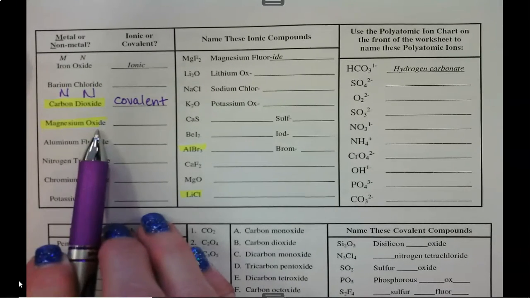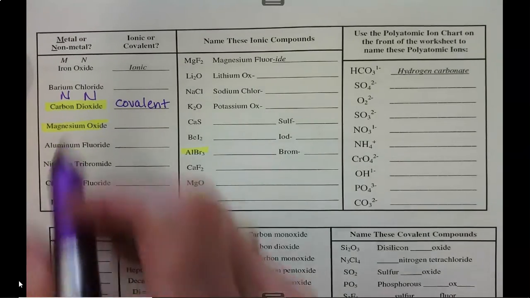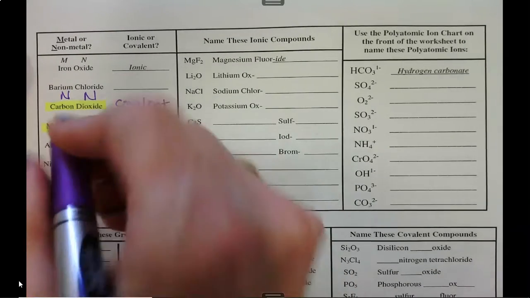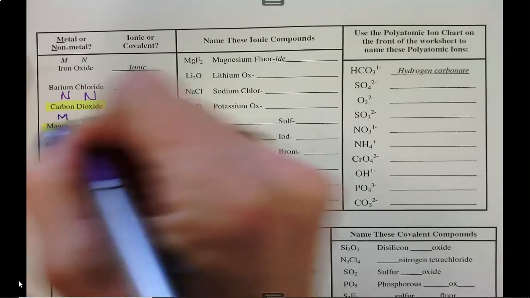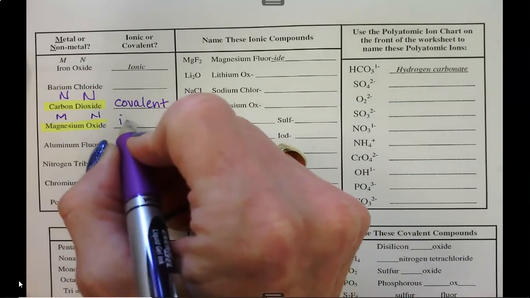Next one, magnesium oxide. Well, magnesium is a metal. It's in group 2 on your periodic table. And oxide is just oxygen with the ending changed. So that's a metal and that's a nonmetal. So metal and nonmetal, ionic compound.